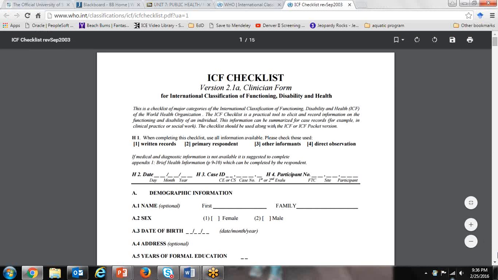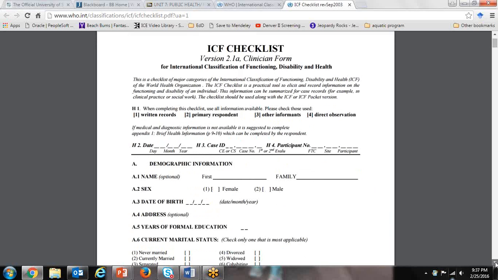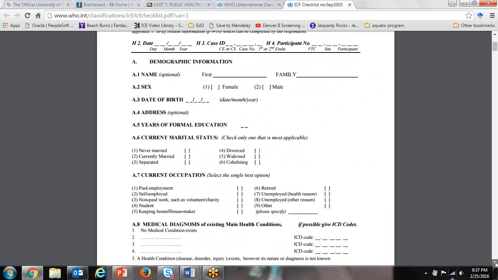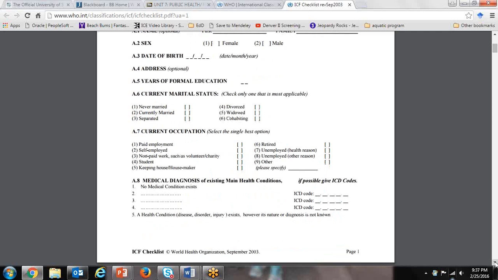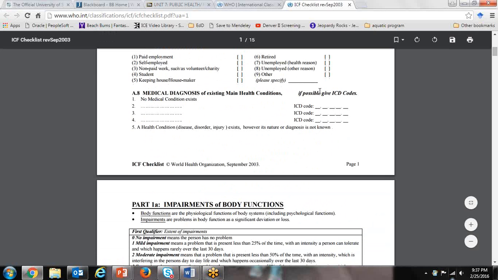So the beginning part of the ICF checklist just asks you to complete some demographic information about the client and explain if you're getting your information about the client from written records, from the primary respondent, from other people like nursing staff, family members, caregivers, or from direct observation. So you fill in that information about their demographics, their current marital status, occupations, any medical diagnosis. You'll see there's also room for the ICD codes that go along.